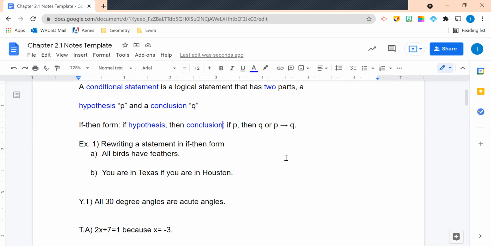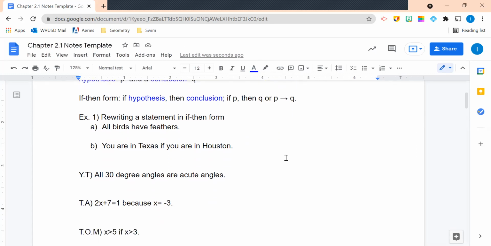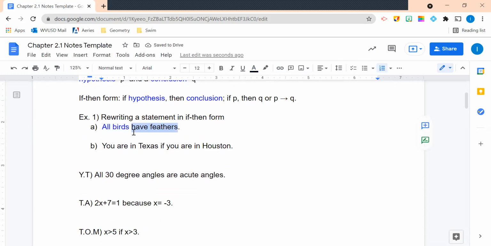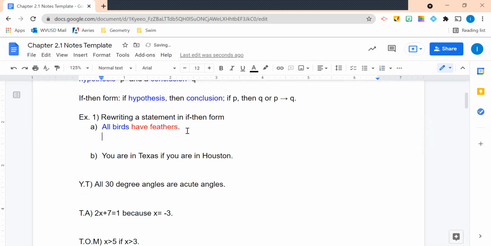So for example 1, we're going to rewrite a statement in if-then form. All birds have feathers. So what is the hypothesis in this statement? The hypothesis is that the animal is a bird. So we're going to make that blue. And the conclusion is that they have feathers. So how can we rewrite that as an if-then format? I'm going to write that as if an animal is a bird, then it has feathers. I'm going to put that in different colors so you can see that that is the answer.